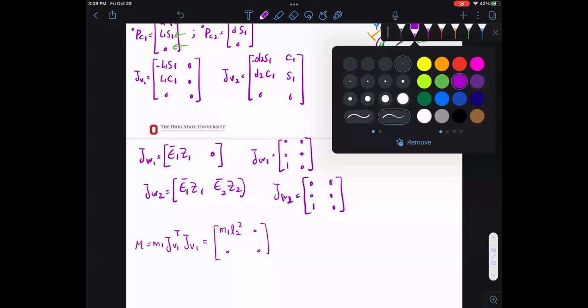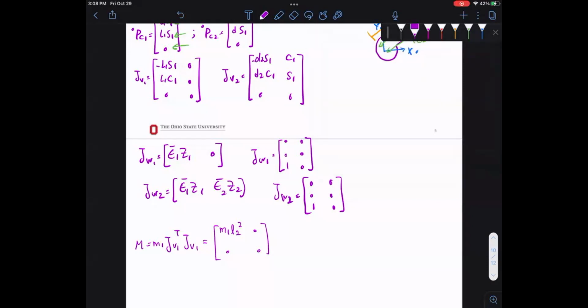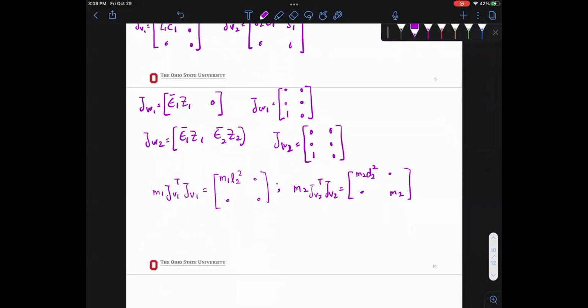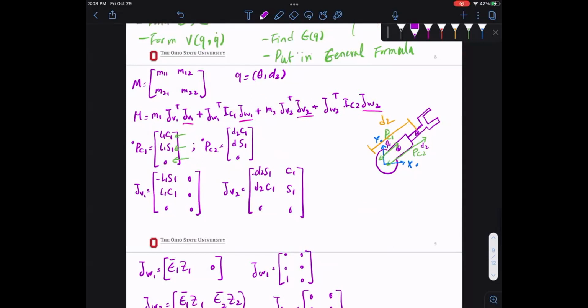All right, so creating the mass matrix. M is M1, J1 transpose J1. Let's just do that separately so I don't have to write M many times. Then M2, JV2 transpose JV2. I've already posted the annotated version, so you should have access to all of these notes. This is just me writing it again. So I created this parameter here and this parameter.